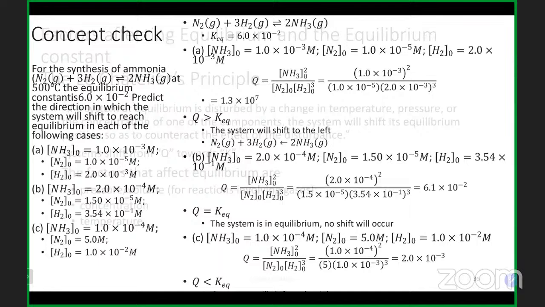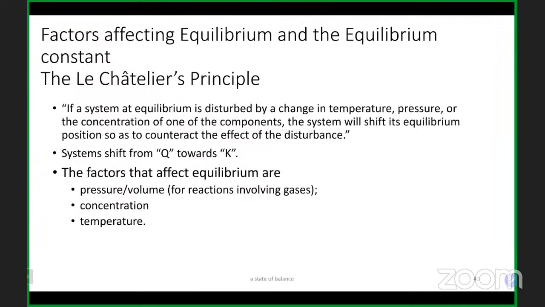Okay, let's look at factors affecting equilibrium and the equilibrium constant. So equilibrium is the state in which the rate forward is equal to the rate reverse, from reactant to product. What can affect this? The equilibrium constant, on the other hand, is the numerical value relating the concentrations that we have in the system.